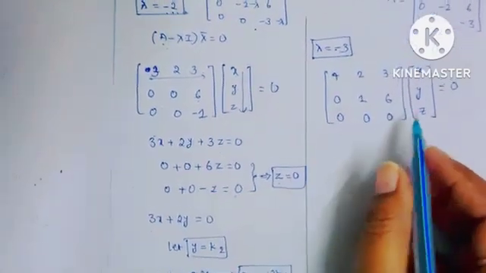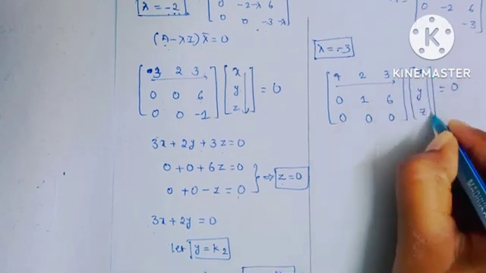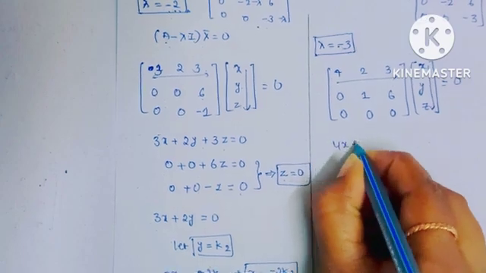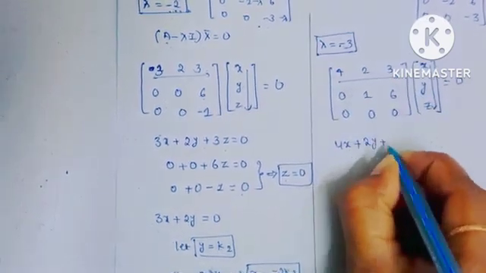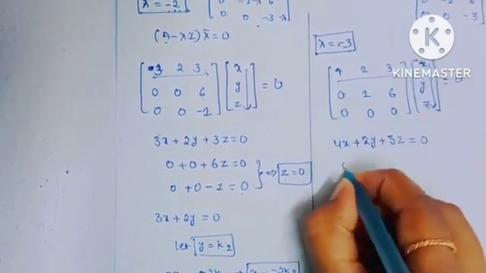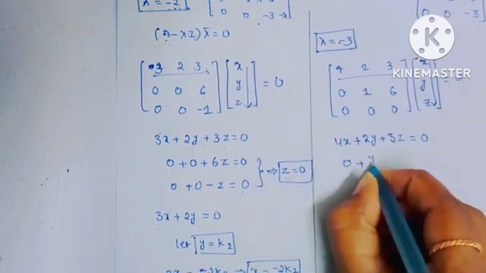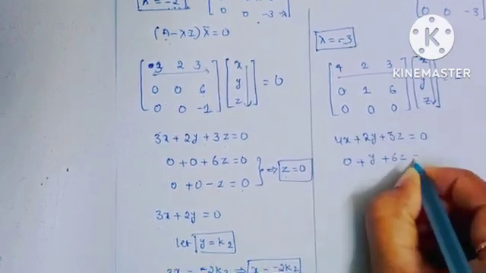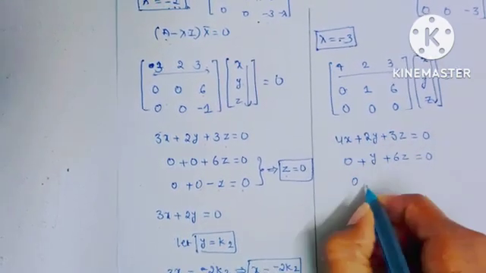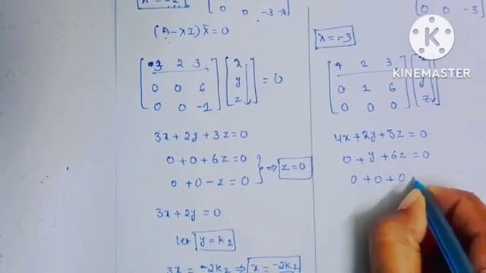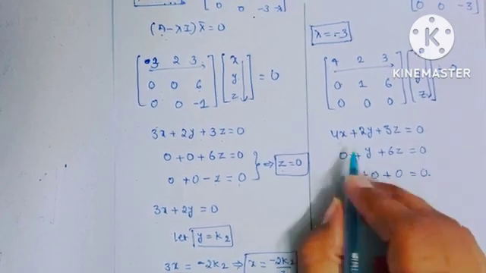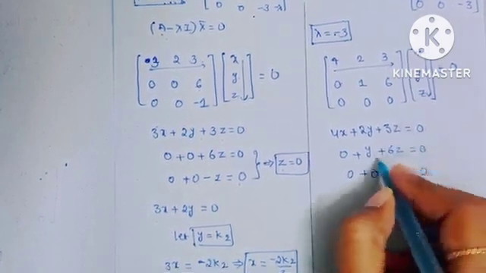So by multiplying these vectors, matrix 4 into x, 4x plus 2 into y, 2y, plus 3 into z, 3z, which is equal to 0, and here 0 into x, 0, plus 1 into y plus 6 into z which is equal to 0. Here everything is 0, so nothing is there: 0 into x, 0 into y, 0 into z is equal to 0. So there is no need to write this equation. From these two equations, we have two equations and three unknowns.